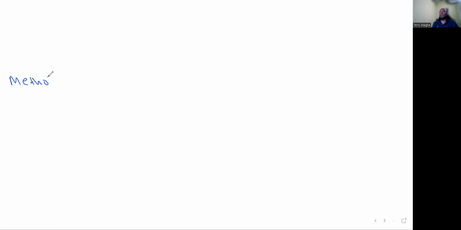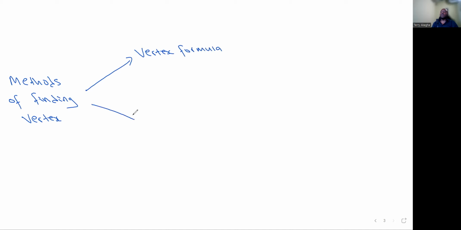So we're going to talk about the methods of finding the vertex for a given quadratic equation. So we're going to talk about two ways. I'm going to use the vertex formula. Similarly, there's a formula to find the vertex, and you can also use the completing the square method, if you want to. Like I always say, any of them is easy depending on what you're comfortable with.